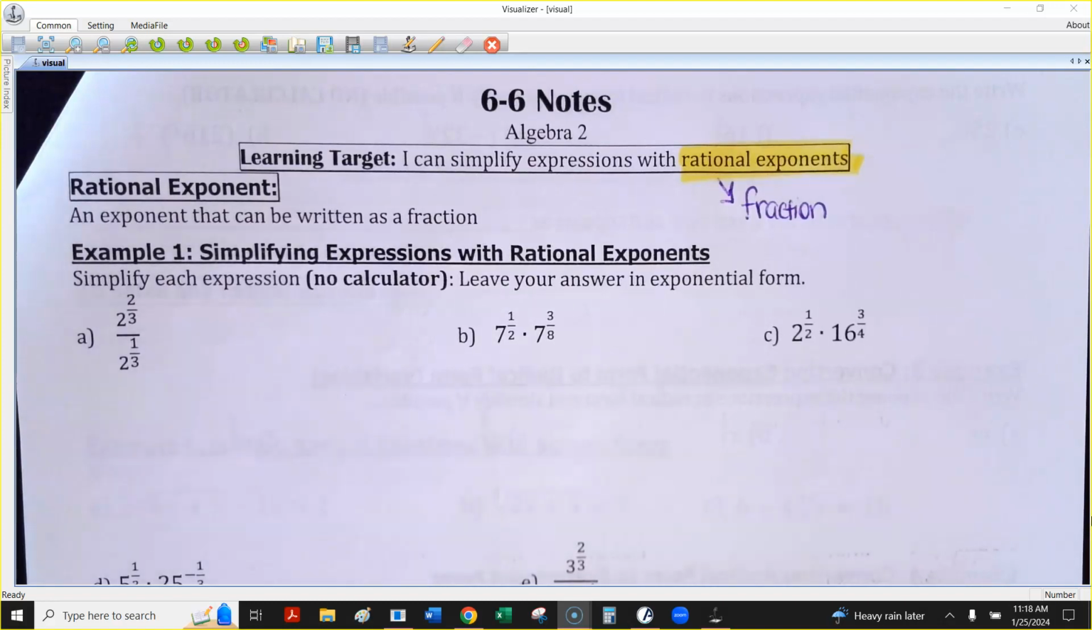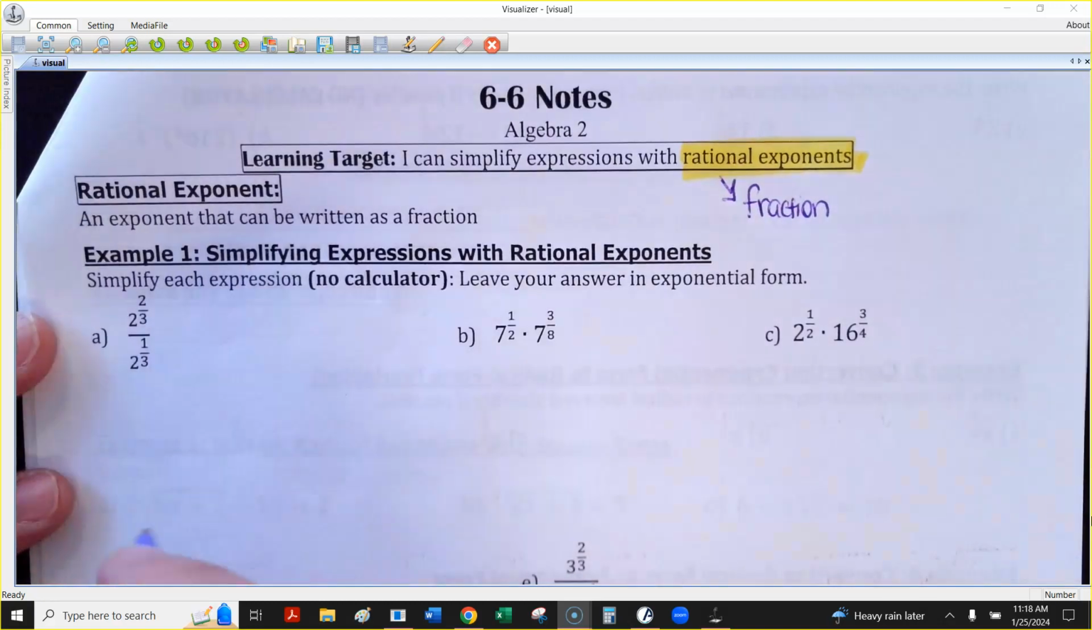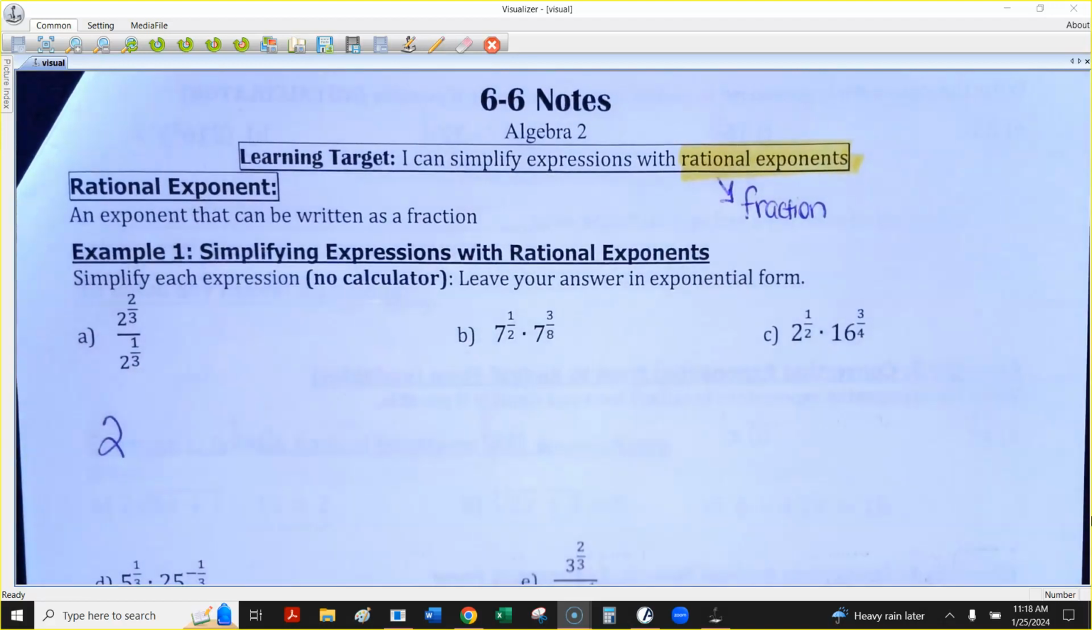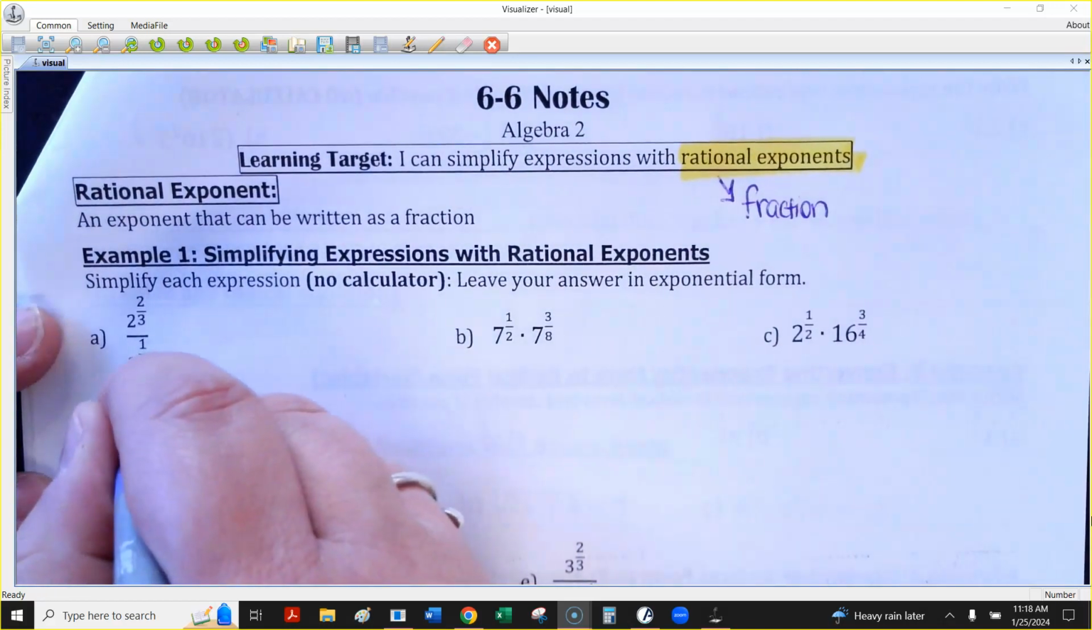Fractions instead of plain numbers. Okay, so if I am dividing like bases, this is a little harder for me to go, where do you have more twos, the top or the bottom, if we've got fraction exponents. So let me actually use the rule. What you do if you divide like bases, so both of the bases are 2, you subtract the exponents.